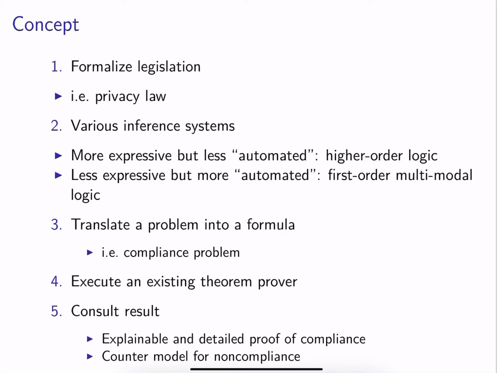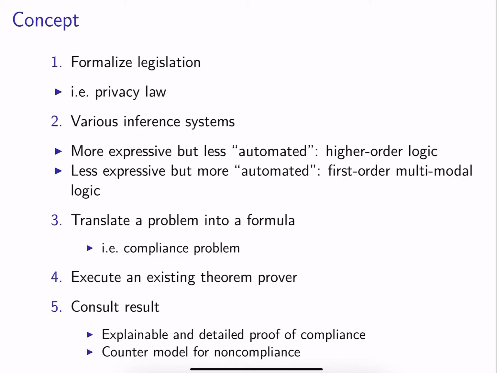So what's the concept of the result that I'm going to talk about? We take privacy law and formalize it. This is our knowledge. Then we have various inference systems. There are several possibilities. Some are more expressive and can capture more subtleties of the law, and some are less expressive, but their advantage is that they are much better automated. So tools are much more efficient and faster, etc. The first can be denoted by higher order logics, and for the second, we use first order multimodal logic.